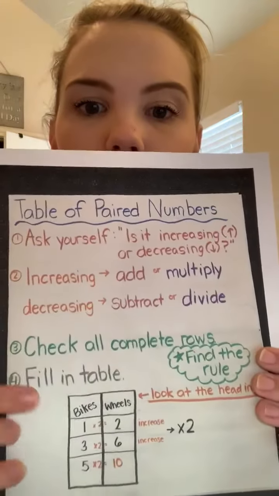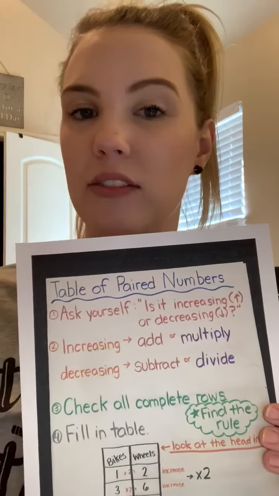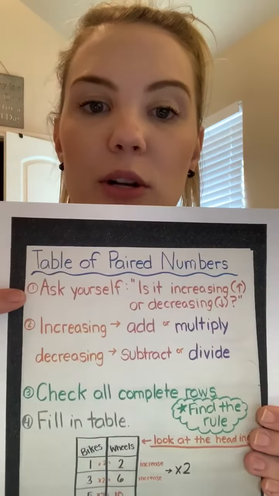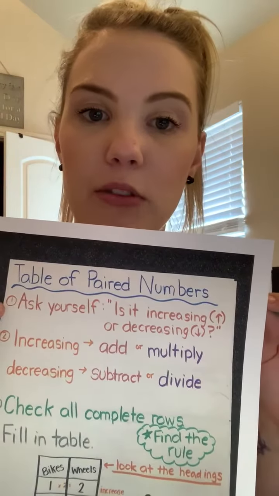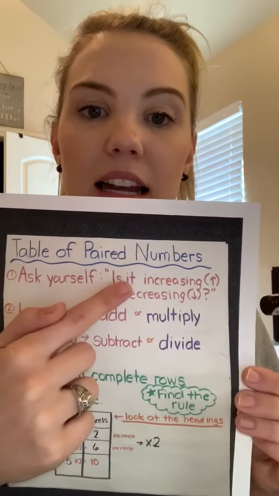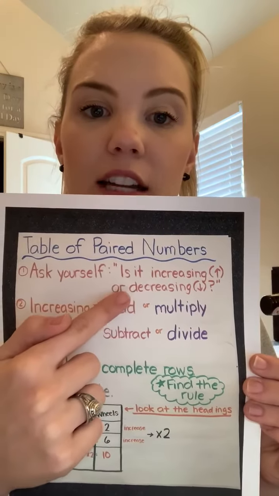Are there more headings that your table could have? Of course, there's a ton of different labels. So after we look at our heading to figure out if there's a clue, here it's bikes and wheels, so it could have something to do with the two. We have to ask ourselves an important question. On all the complete rows, you have to go to every single complete row and ask yourself, is it increasing or is it decreasing? Okay, so let's do that for our complete rows on our chart.